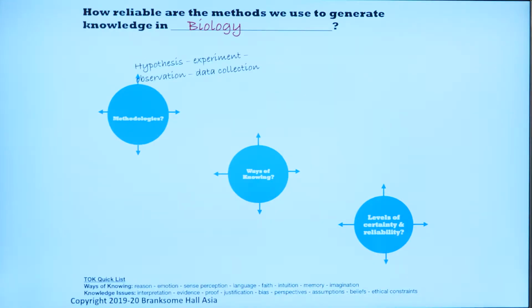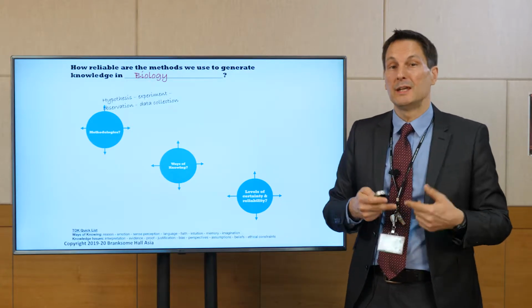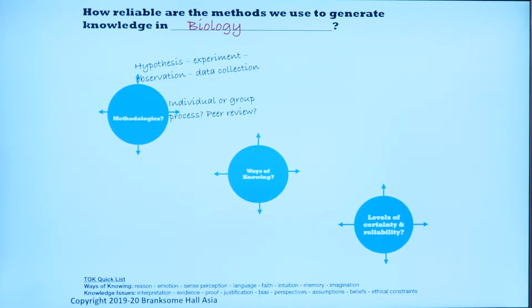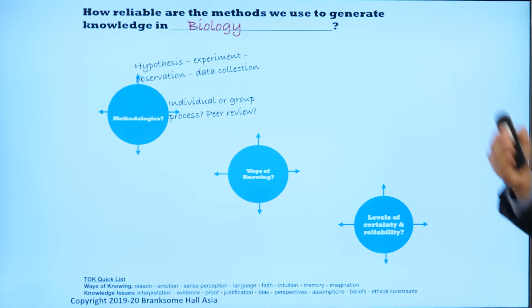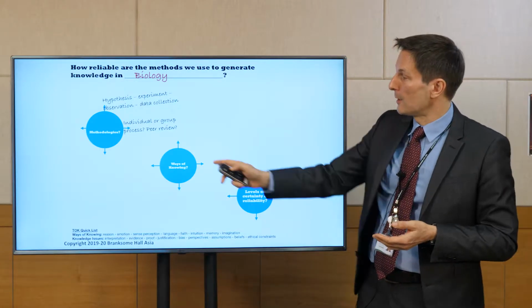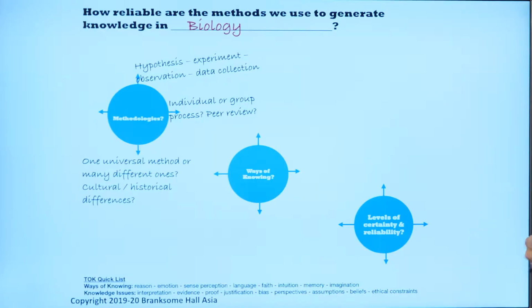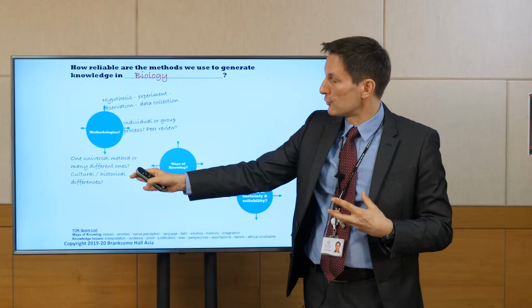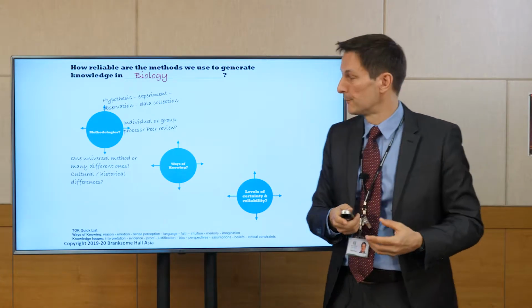So for example, students will think about the role of hypothesis and experiment and observation and data collection in biology. They'll talk about whether the methodology of the sciences, and of biology in particular, is an individual or a group process. They'll ask about the role of peer review in the sciences. They'll ask whether there's one universal method or many different methods in the sciences, perhaps based on different cultures.